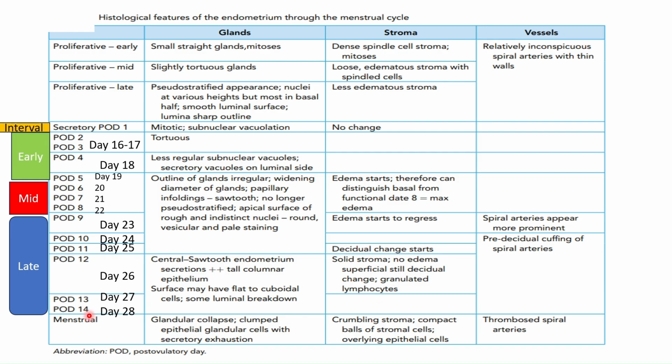POD 13, 14 or day 27 and day 28, same changes in the gland, and after that the menstrual phase begins, where there is glandular collapse, clumped epithelial glandular cells with secretory exhaustion, stroma shows crumbling and compact ball formation over the epithelial cells, and vessels show thrombosis. So these are the histological features according to the days.